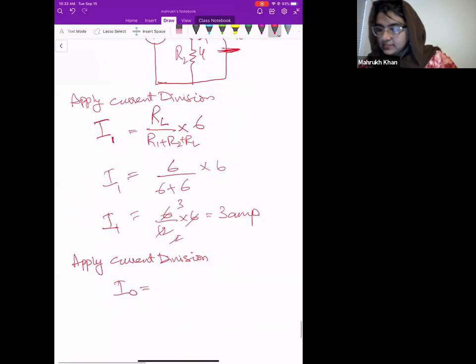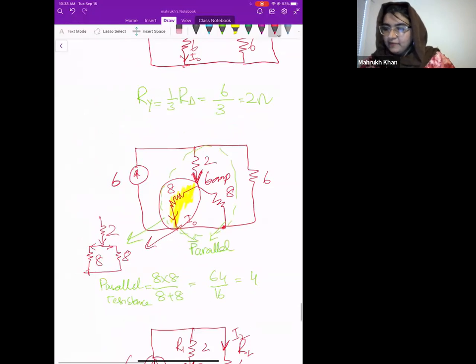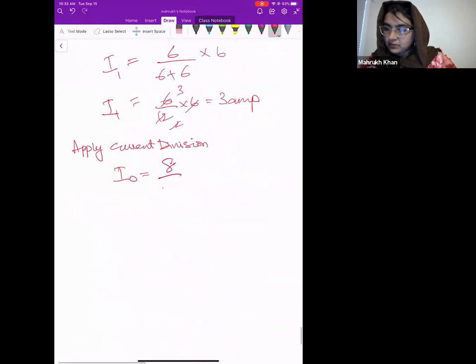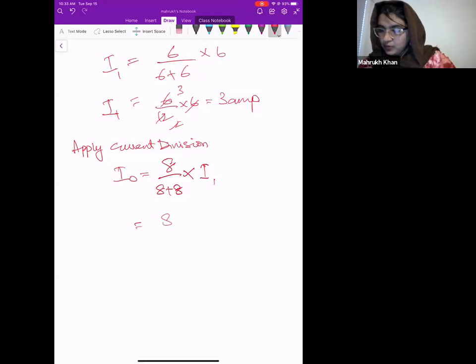So I naught is equal to, if you want to find the current across this branch, you will use this resistor. So it will be 8 by 8 plus 8, into I1. So it will be 8 by 16 into I1, which is 3 amps. So it was 3 by 2, which is 1.5 amps. Am I clear about that?